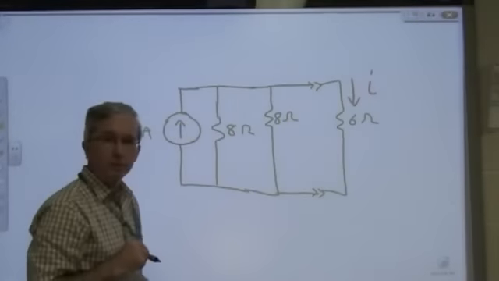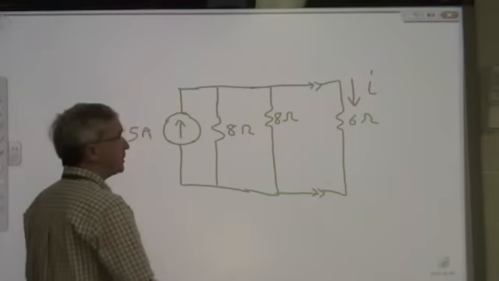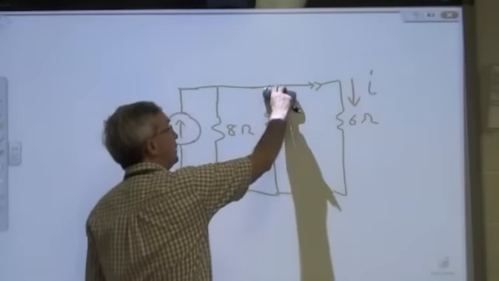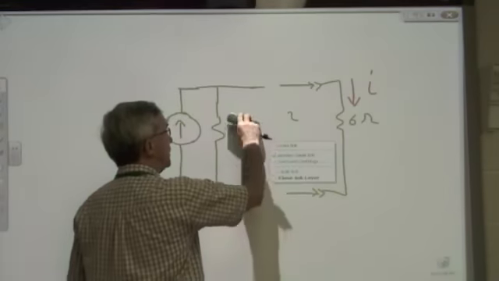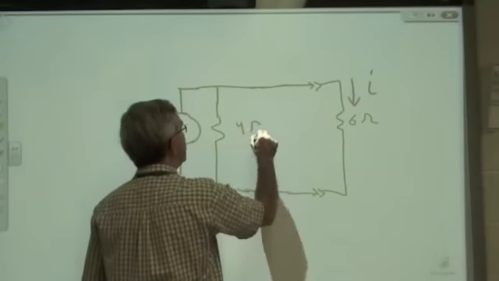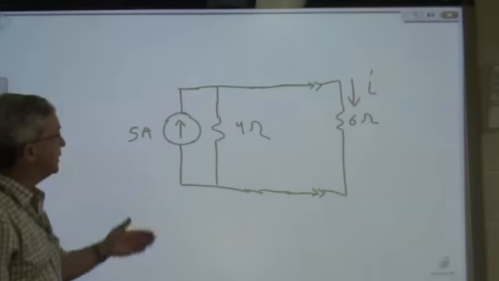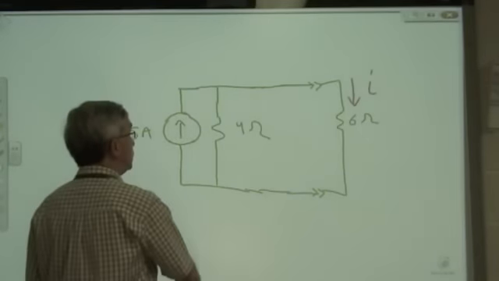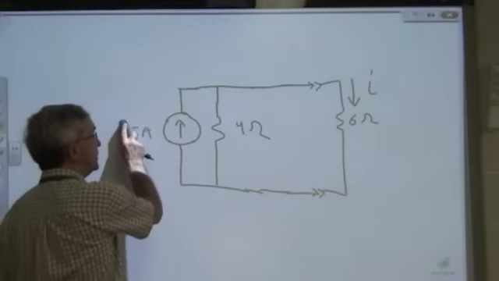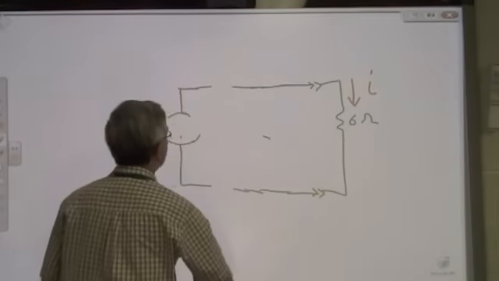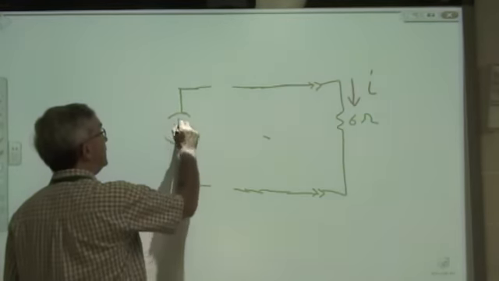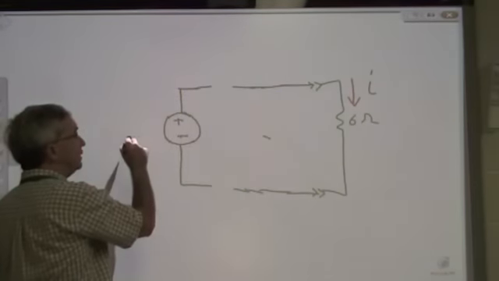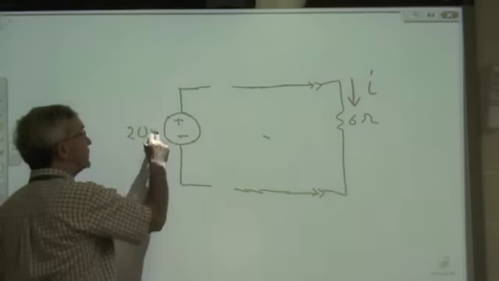Now I see two 8-ohm resistors in parallel. So those can be combined from the rest of the circuit's point of view into one resistor. 8 ohms in parallel with 8 ohms is, of course, 4 ohms. It's a 4-ohm resistor. And now I can do another source transformation. 5-amp source in parallel with 4 ohms is the same as a 20-volt source in series with the 4-ohm resistor. Shall we do that? We now have a voltage source again. Value is equal to 5 amps times 4 ohms, that's 20 volts.